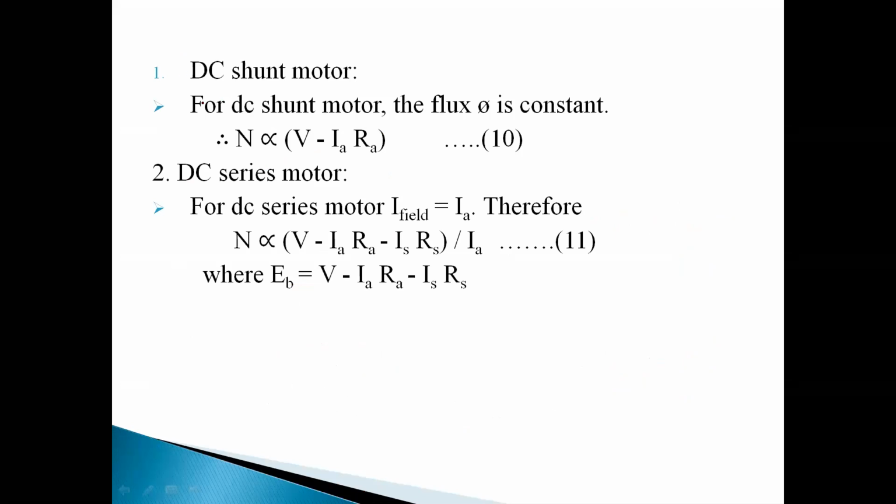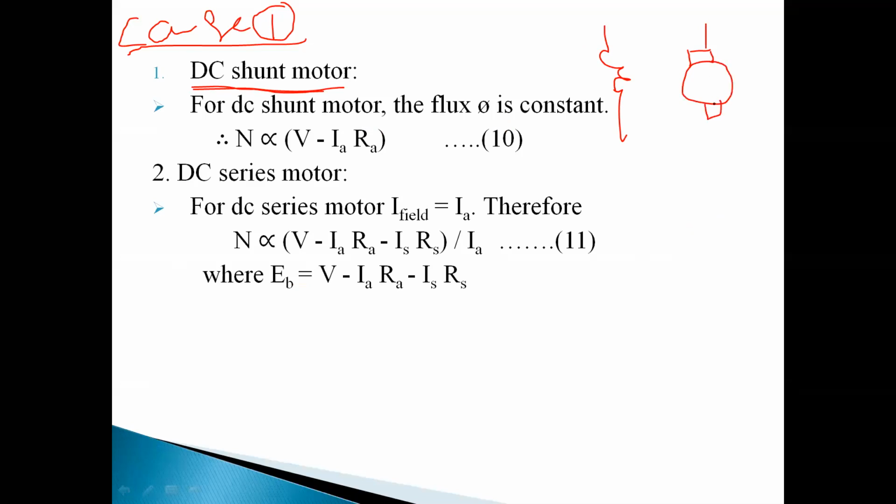So for the DC shunt motor, this is case 1: characteristics for the DC shunt motor. First we obtain the DC shunt motor characteristics. In a shunt motor, flux is constant. In a shunt motor, the armature and field are both connected in parallel.